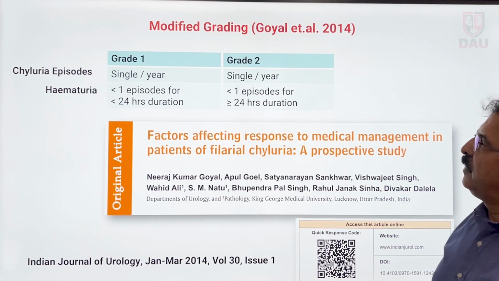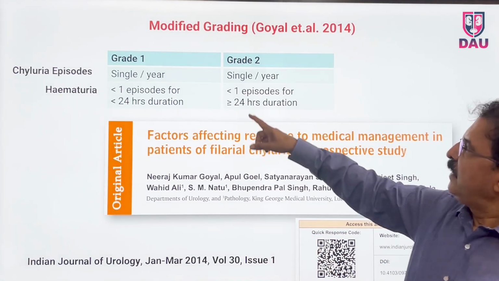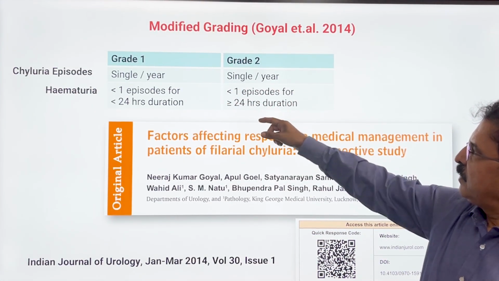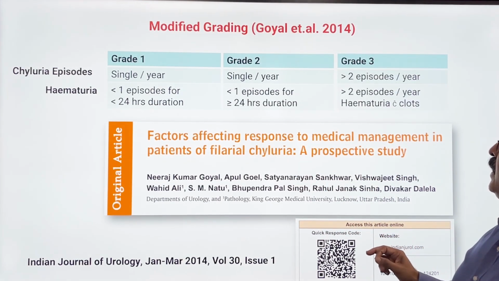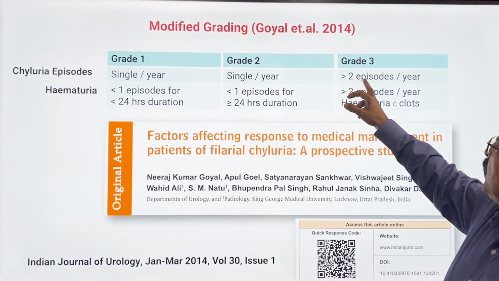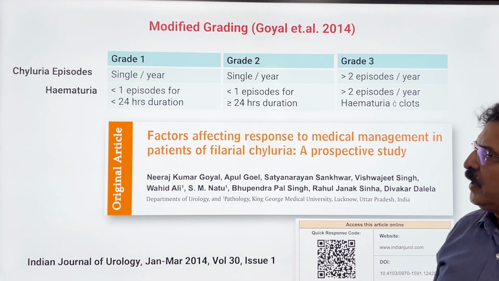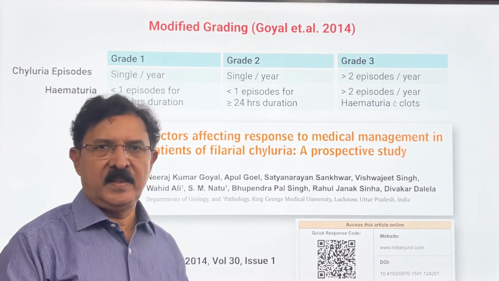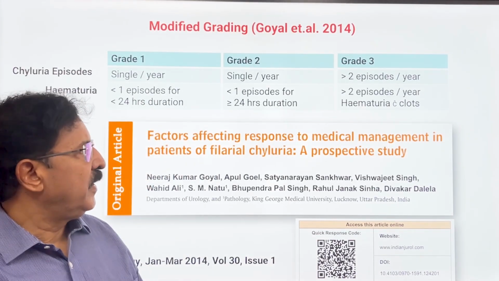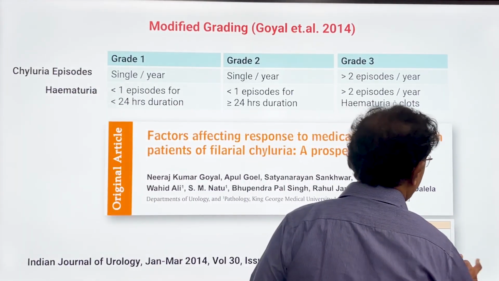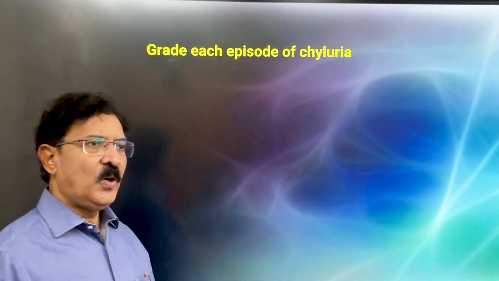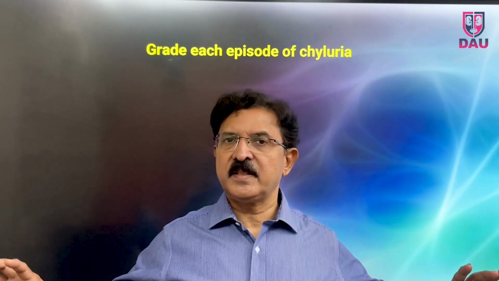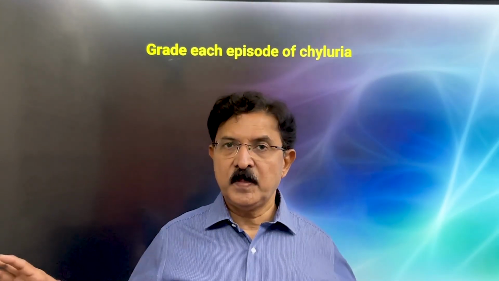Then grade 2, when chyluria episodes remain the same, but the blood episodes increase a little more. And grade 3, when chyluria episodes become more than 2, and the blood episodes also become more than 2. Now, in this grading system, we have given more emphasis to the blood part in the chyluria, which is another way of looking at it. But my feeling is that you do not have to grade the severity of chyluria over the entire spectrum of the disease in 1 year or in 6 months' time.